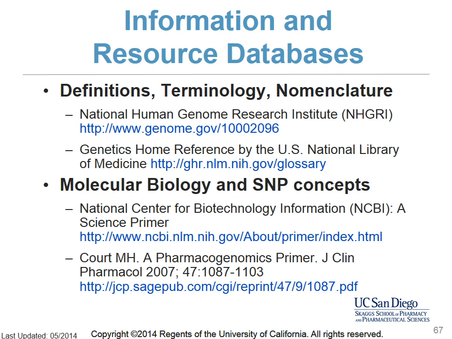To learn more about definitions, terminology, or the nomenclature of pharmacogenomics, you may visit the websites of the National Human Genome Research Institute or the Genetics Home Reference by the U.S. National Library of Medicine. To learn more about molecular biology and SNPs, you can visit the National Center for Biotechnology Information or see the review article, A Pharmacogenomics Primer, that was published in the Journal of Clinical Pharmacology.